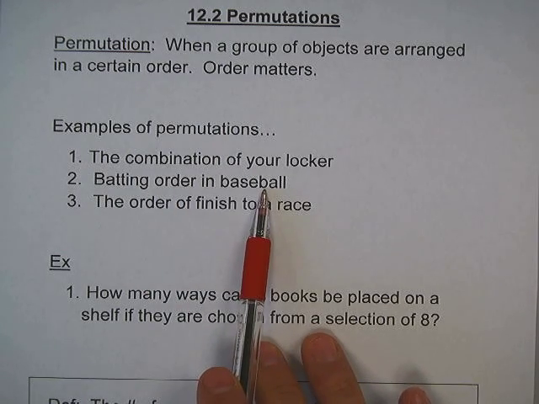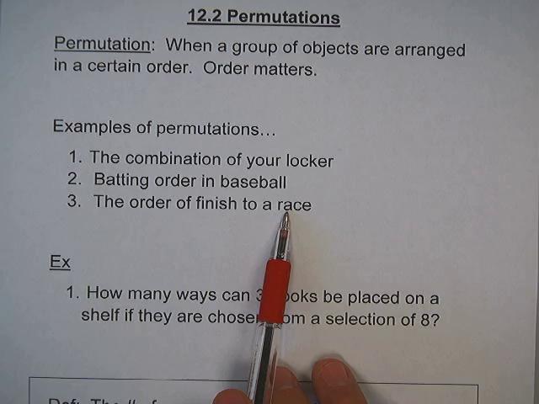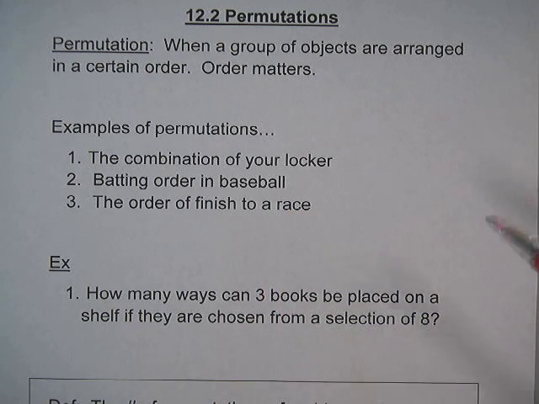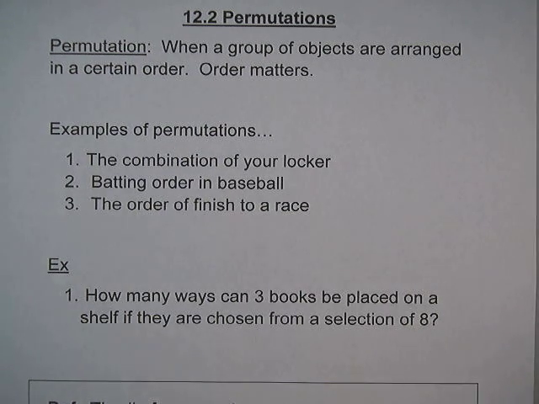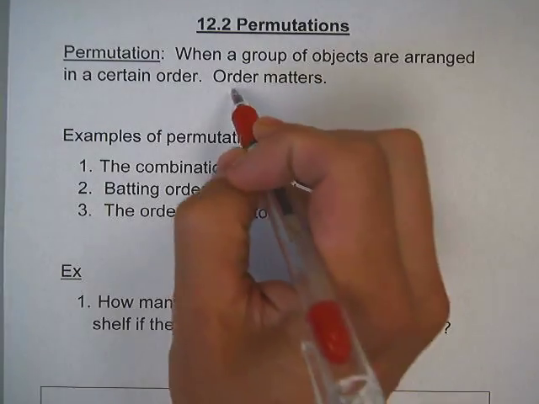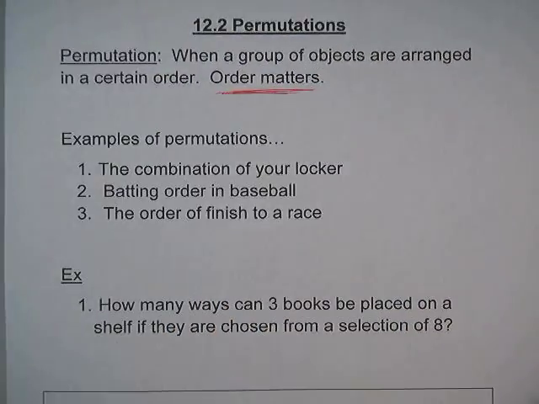Batting order in baseball, that would be a permutation. The order you finish in a race. You know, if you have Joe, Jim, and John finish first, second, and third, that's different if you had John, Joe, and Jim. So the order makes a difference. Okay, that's really important. Order matters.